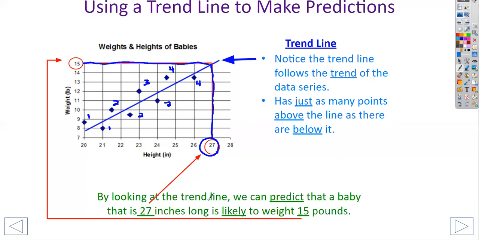Now that's how we would make predictions about this trend line. We could do the same thing for 24. If a baby was 24 inches tall, he's probably, or she's probably going to be about 12 pounds. That's how we use trend lines to make predictions. And we can do this whether the trend line is positive or if it's negative.